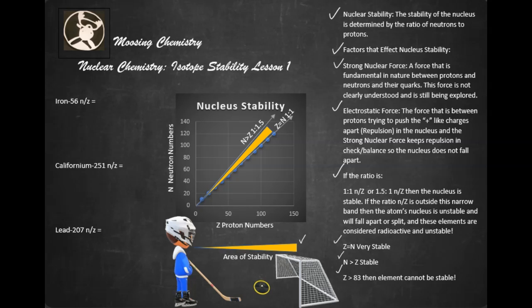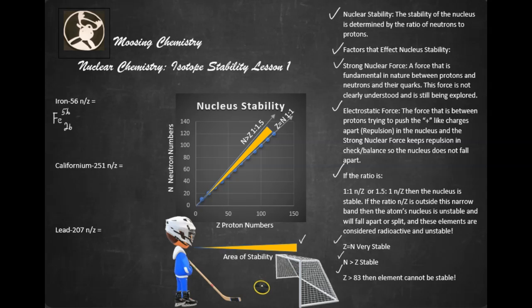All right, so let's look at three problems here. We have iron 56, californium 252, and lead 207. So we took these three elements. Let's go ahead and do iron 56 first. So we got Fe. 56 is our atomic mass, the number of protons and neutrons. Our atomic number of iron is 26.